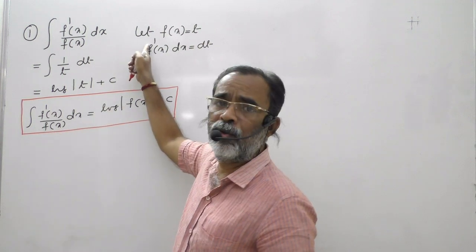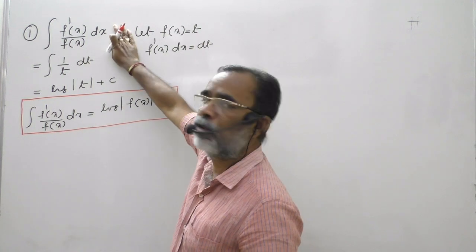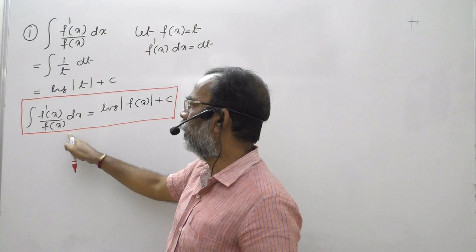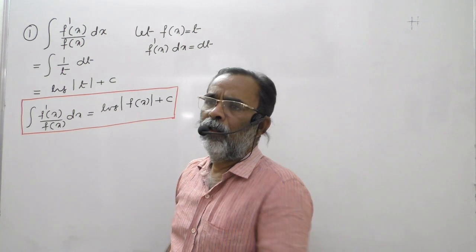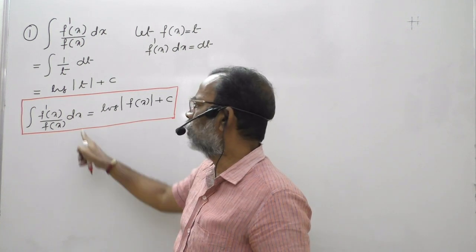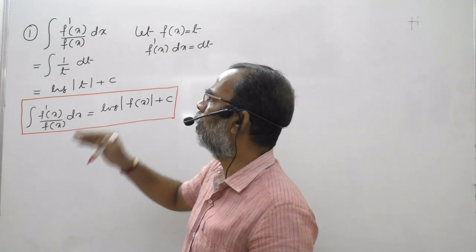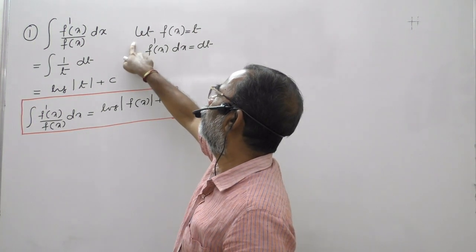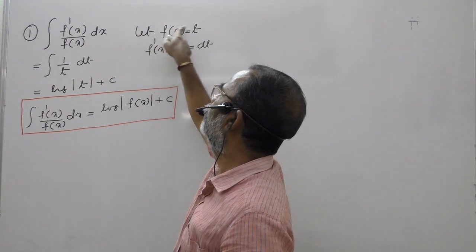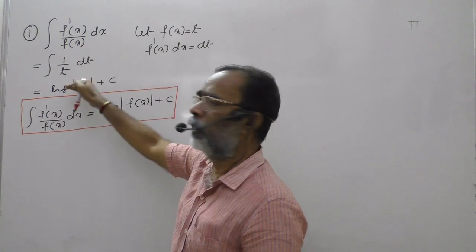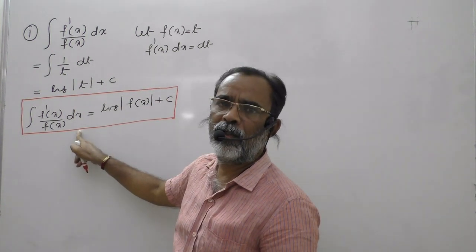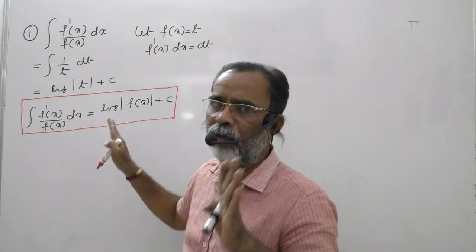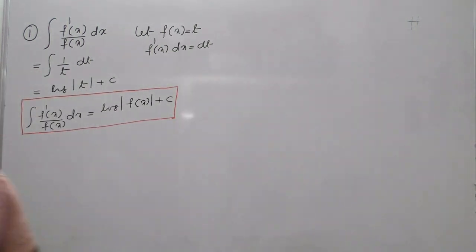Otherwise, use substitution. This is the general procedure. Why are we taking this as a formula? There will be many problems of this type. So for all the problems, instead of always taking f of x equal to t directly, we will use this as a formula. Okay? Right. Next one.